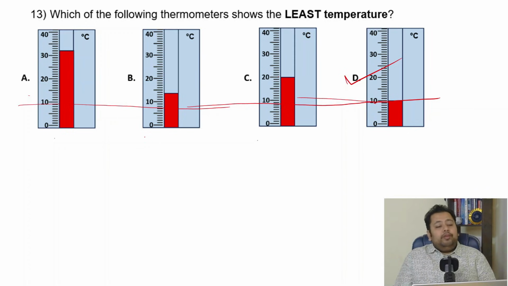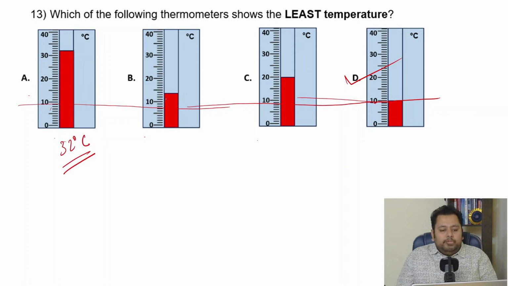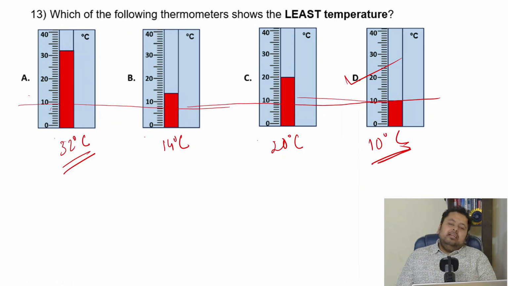But if you want to find out what the temperatures are, option number A is nothing but 30, 31, and 32. So this is 32 degree centigrade. Option number B, it is 10, 11, 12, 13, and 14. So this is 14 degrees centigrade. Here this is 20 degrees centigrade, and this is 10 degrees centigrade. So which is lowest? Option D is the lowest. So option D is your correct answer. Hope you got this one correct as well. If you did, give yourself a star.